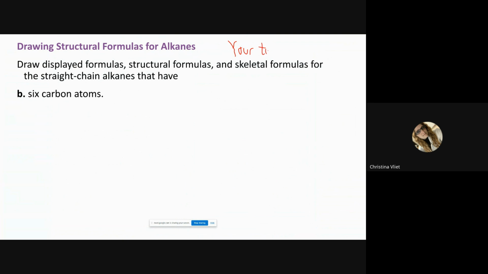First, Dan. See if you can do this for 6 carbon atoms. I want to see your display, your structural, and your skeletal. So first stamp, I'm leaving this on for about 3 to 4 minutes. I'm checking in on you to see if you're good so far with what we've done. Once you have it, raise your hand. Now check off that you did.